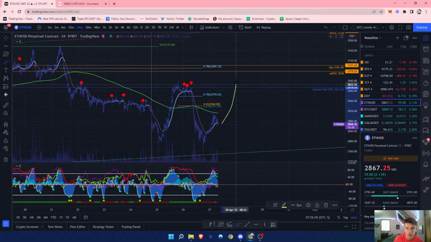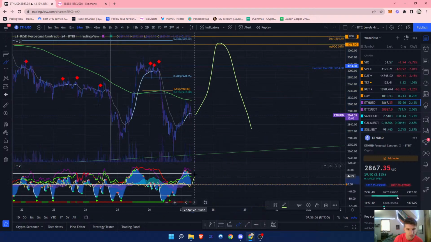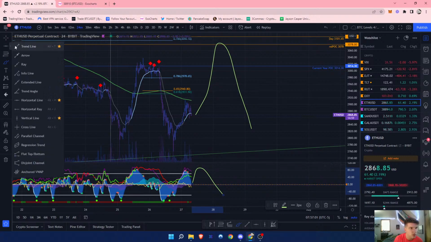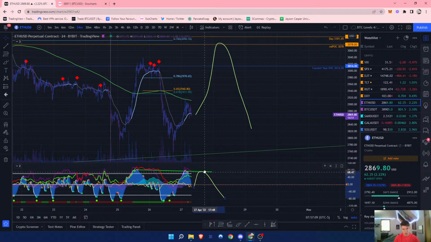Okay, so ETH shorts right here, 3080. This could be based off of the 24-minute. Get something like that. Never mind my artwork, but you guys should get the point. Like that.